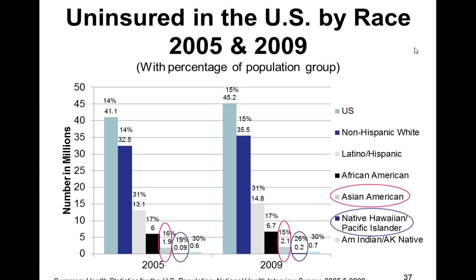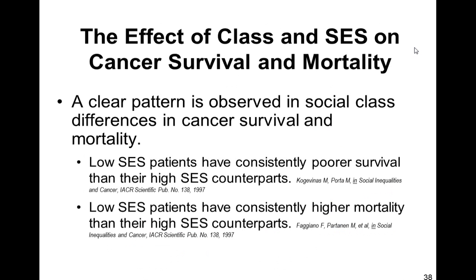In addition to that, a lot of members in the community are uninsured, and uninsurance rates have increased as a result of the economy, which may not even be captured in this data. Social class and SES also have an impact on cancer survival and mortality, and there's a lot of research showing that. Low SES patients have poorer survival in comparison to their counterparts, and mortality is very high in these populations as well.